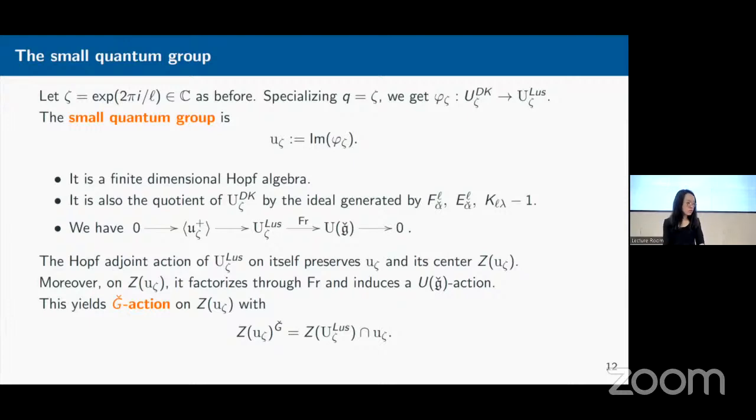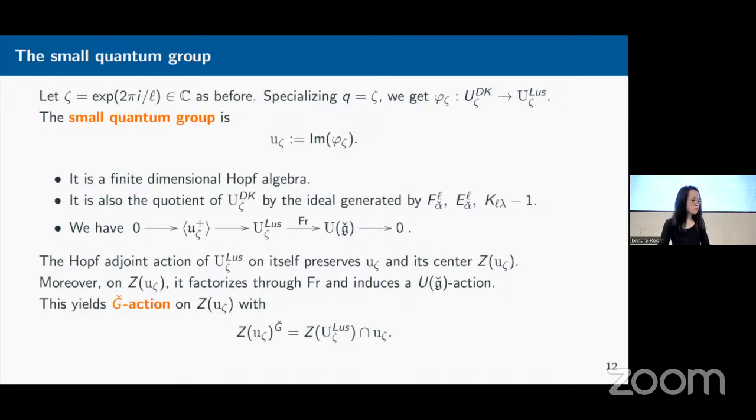And here are three important properties of this small quantum group. The first is that it is a finite dimensional Hopf algebra. Second, if you describe the kernel of phi zeta, it is an ideal generated by the L powers of the root vectors and K^L minus 1. And finally, we have a Frobenius map from Lusztig's quantum group to the enveloping algebra of G check, whose kernel is actually generated by the generators of this small quantum group.